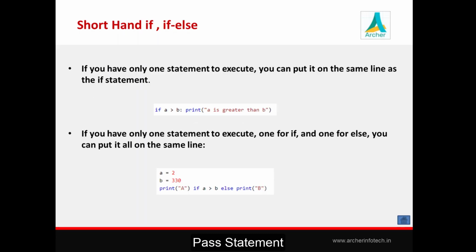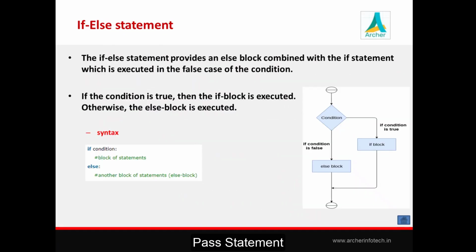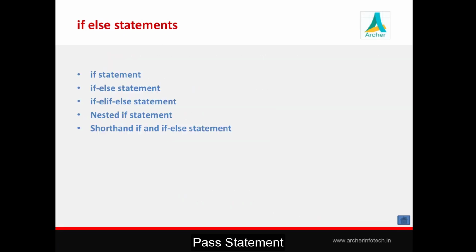This is regarding else. If or if else, we said, are decision making statements, where execution of code depends on a certain condition. We have various ways to implement it, like the if statement, if else statement, if elif else statement, nested if statement, and shorthand if and if else. So the first control statement we have is the decision control statement, if else.